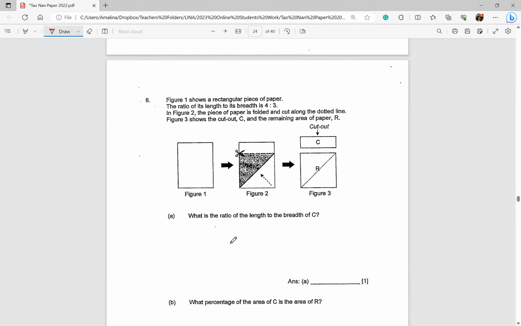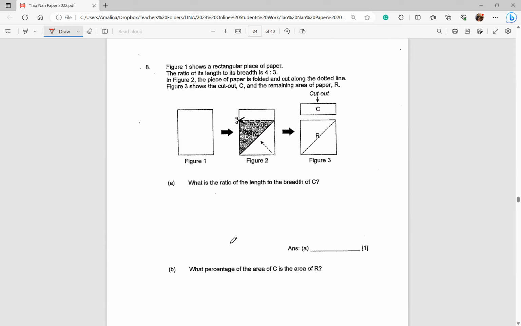So this one is on your ratio. Figure 1 shows a rectangular piece of paper. The ratio of its length to its breadth is 4:3. So I will cut down first. My length is 4 units. My breadth here is 3 units.